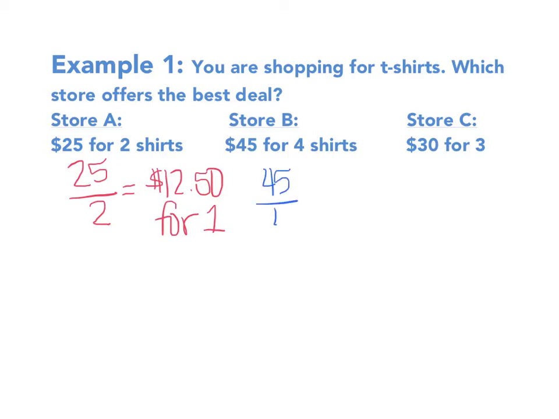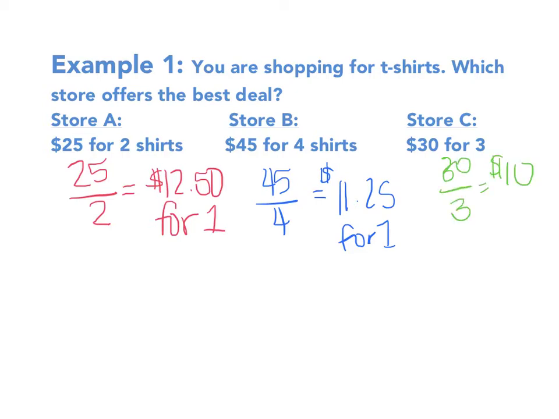$45 for 4 shirts is $11.25 for one. And this may seem simple enough, but this is what a ratio is. And then the last store is $30 for 3 shirts, which is $10 per shirt. So which store offers the best deal? Obviously it's store C, because who would want to pay more for the same t-shirt when you can only pay $10?